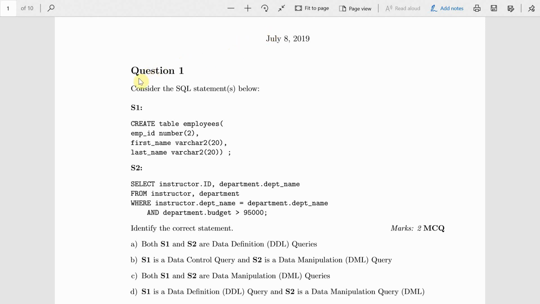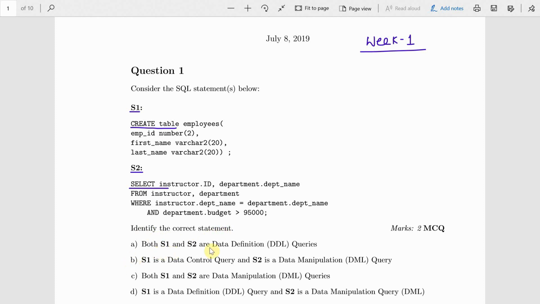Now coming to the first question, question number 1. Consider the SQL statements below. S1, S2 two statements are given. S1 is a create table statement. S2 is a select statement. Now the question is to identify the correct statement.